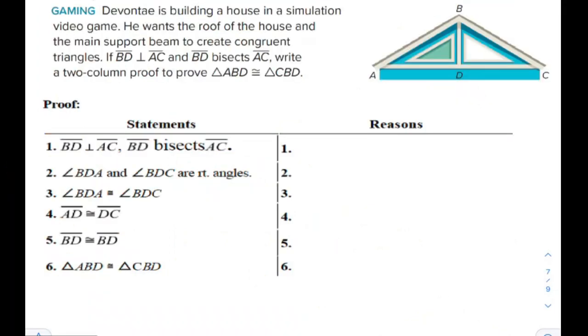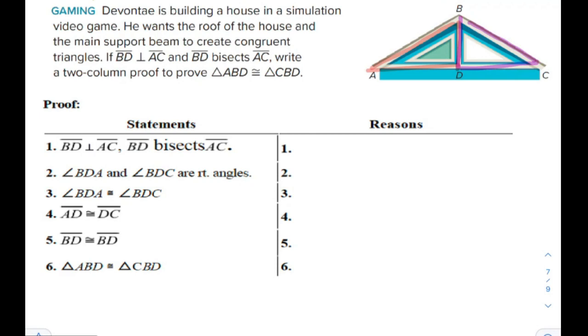We will continue with the real life application. Now we have an exercise about gaming. Devontae is building a house in a simulation video game. He wants the roof of the house and the main support beam to create congruent triangles. So we need triangle ABC to be congruent to triangle BDC. This is what we need now.